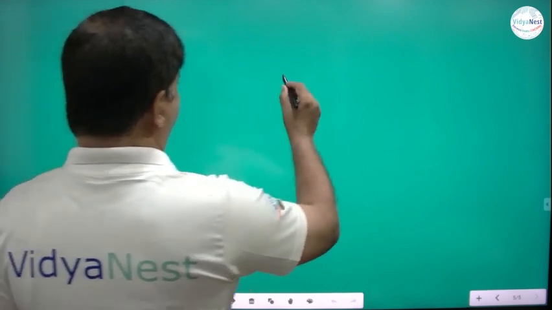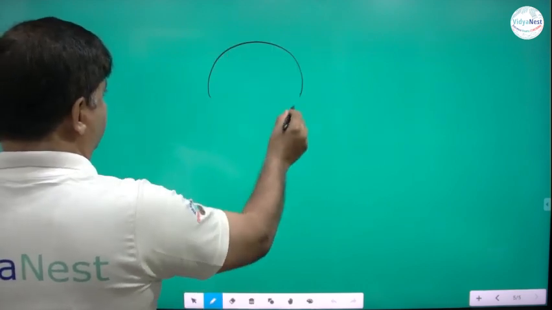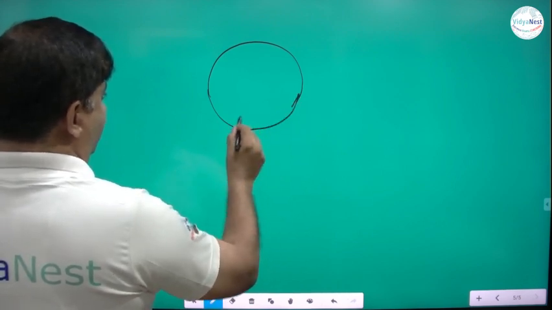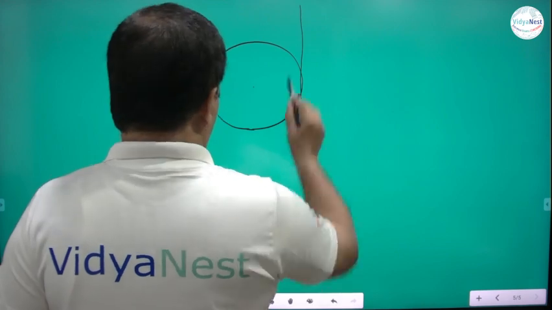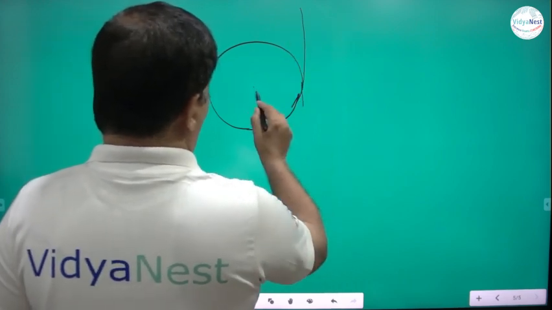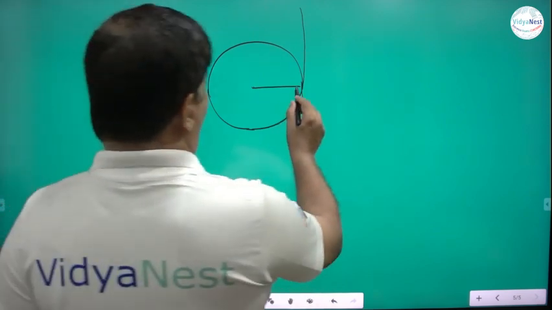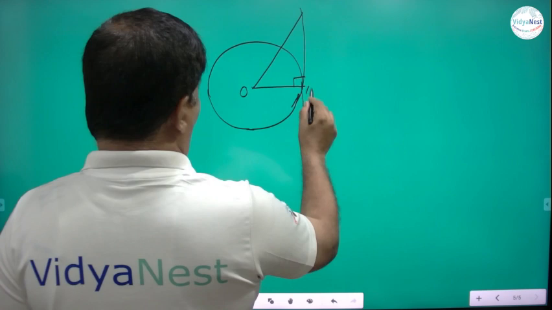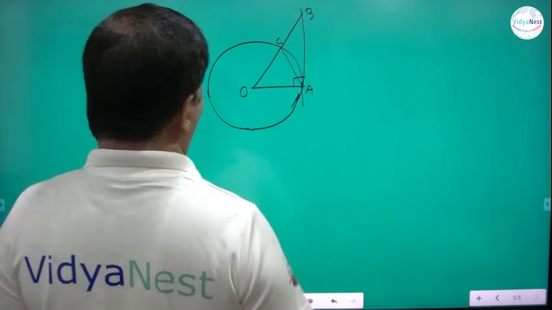Let us draw one circle, and there is a tangent. In class 10 you were taught radius and tangent are perpendicular to each other. Join it. This is O, A, B. Join it. That is C.